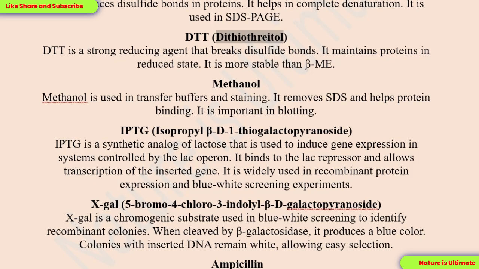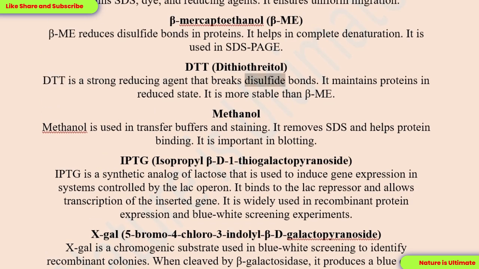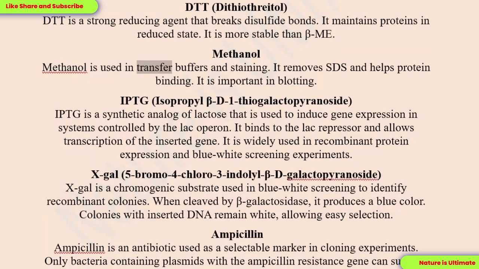DTT, dithiothreitol. DTT is a strong reducing agent that breaks disulfide bonds. It maintains proteins in reduced state. It is more stable than beta-ME. Methanol. Methanol is used in transfer buffers and staining. It removes SDS and helps protein binding. It is important in blotting.